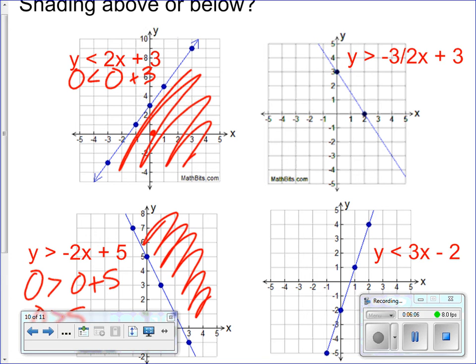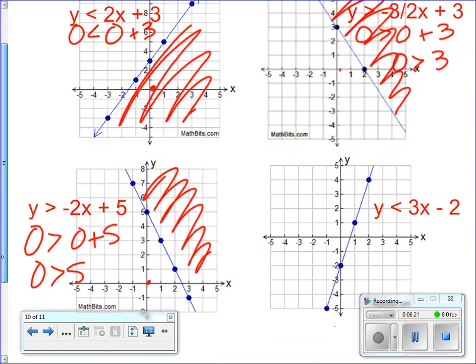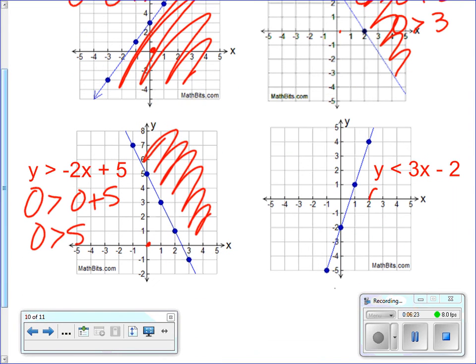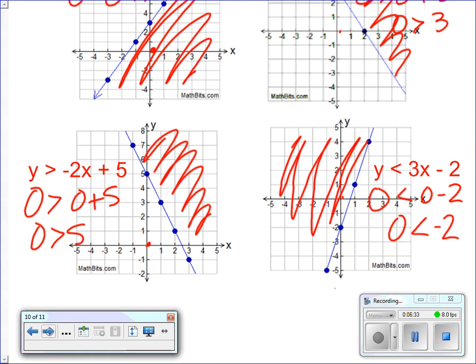This one, 0 is greater than 0 plus 3. So 0 is greater than 3. Is 0 greater than 3? No. So this is a no, which means my shading is above. 0 is less than 0 minus 2. 0 is less than negative 2. Yes. Means everything over there is a yes.